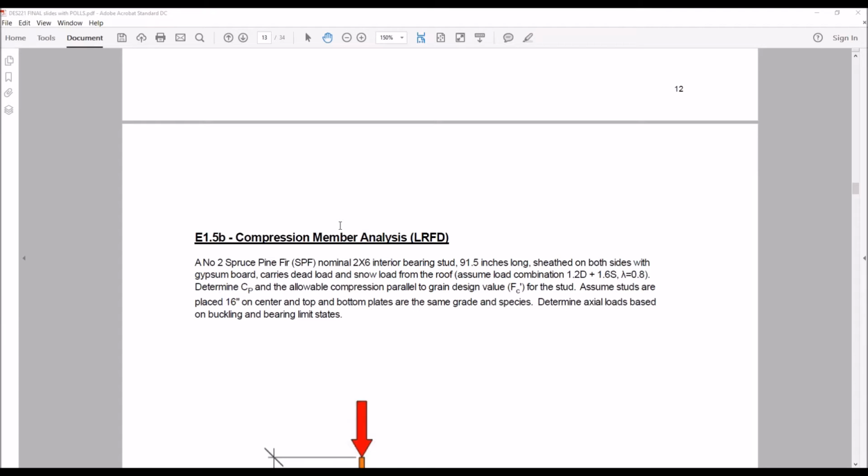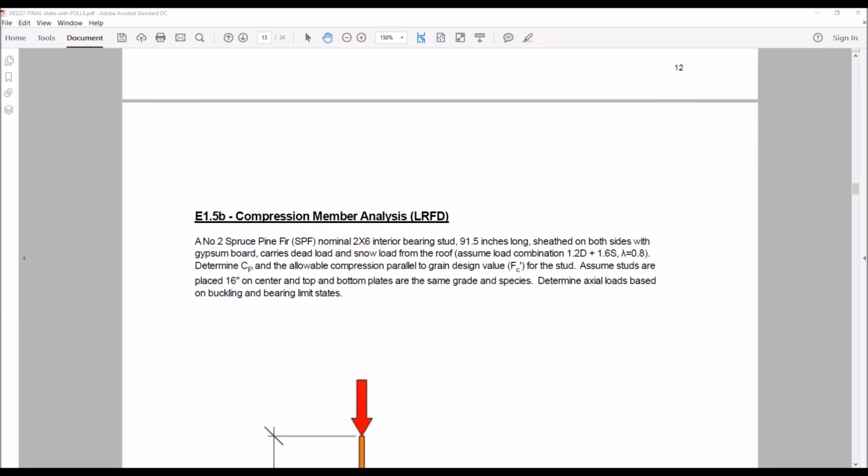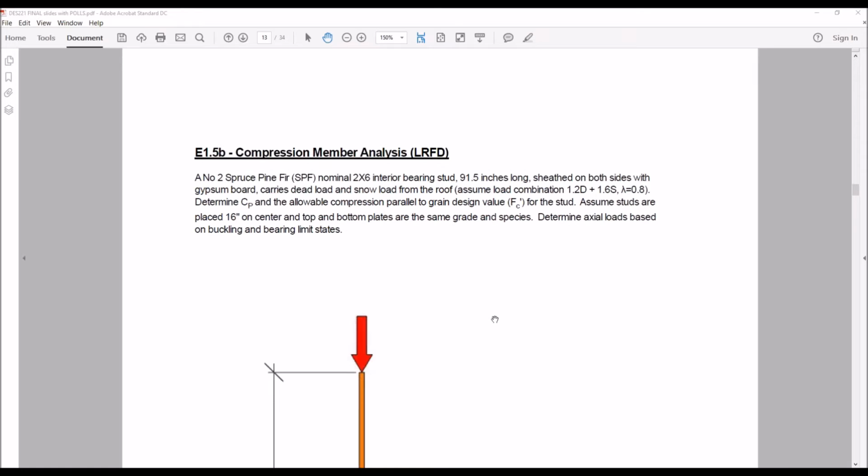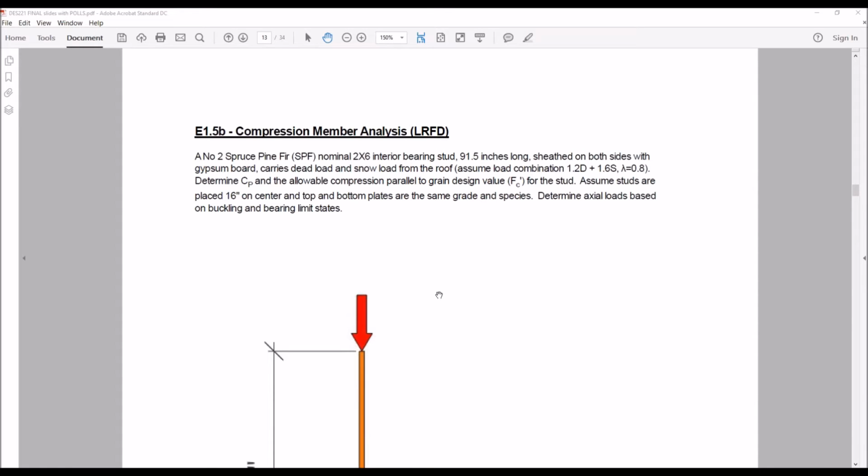This next example we're going to do is in LRFD, or load and resistance factor design. You'll see that there's a few adjustment factors that look a little bit different, but for the most part, the overall design process with an LRFD design and an ASD design is not that drastically different. So this next example is a compression member analysis, or column analysis.